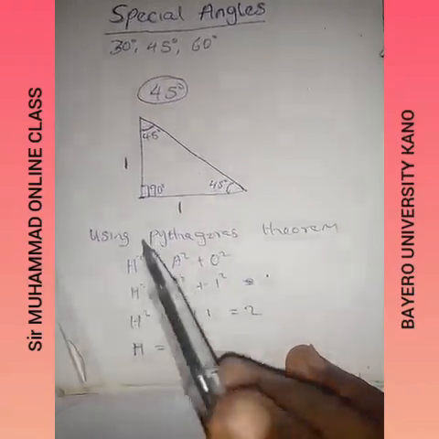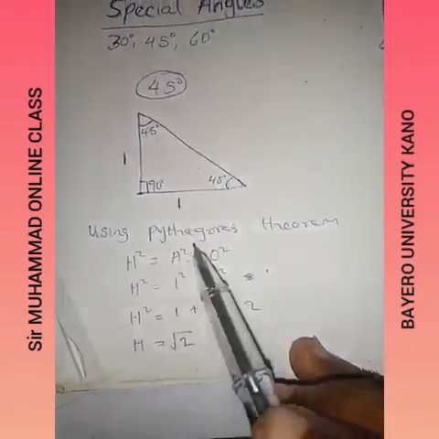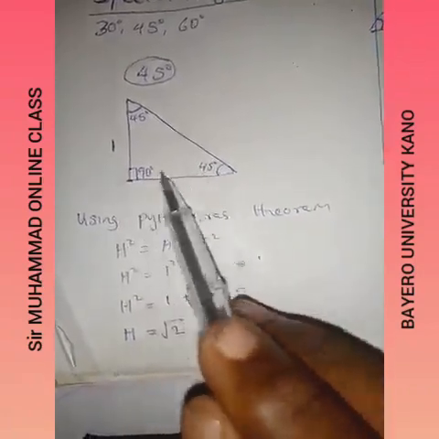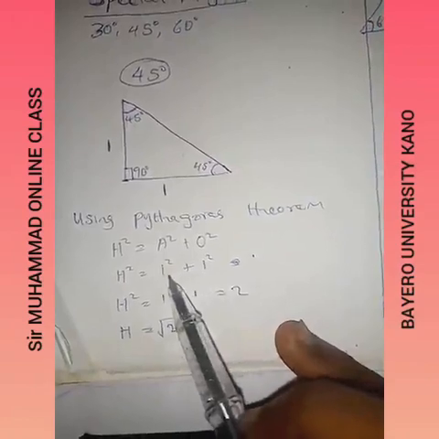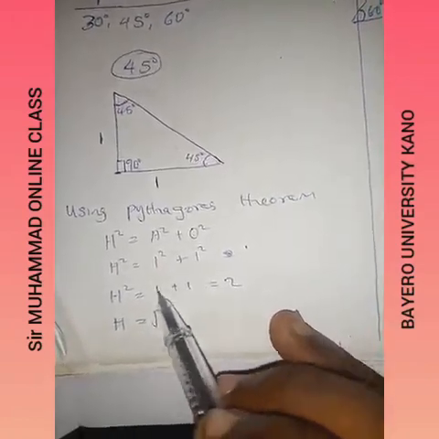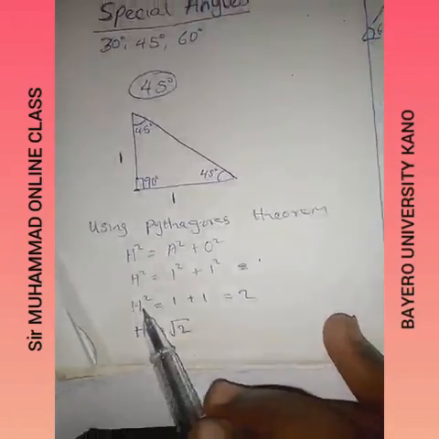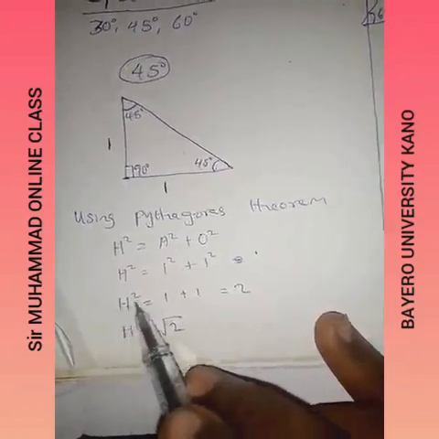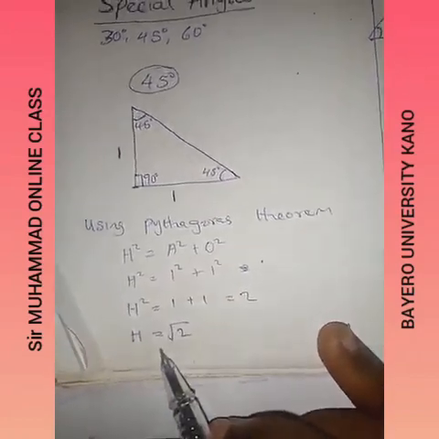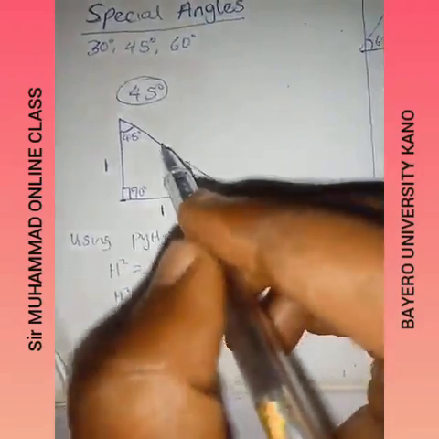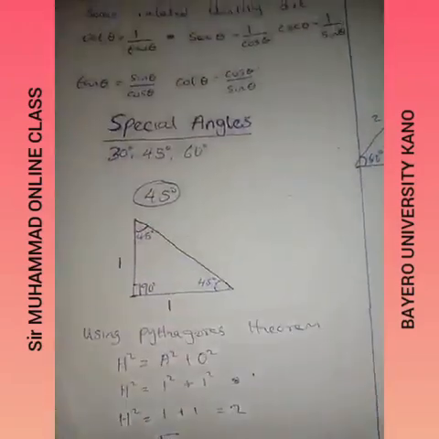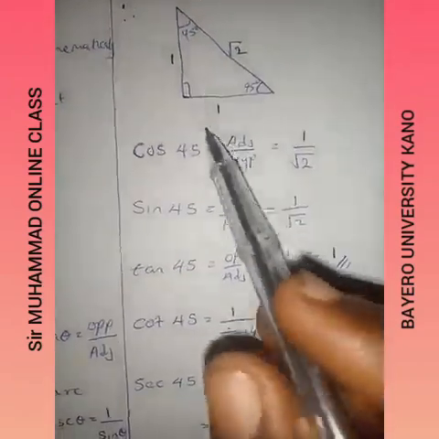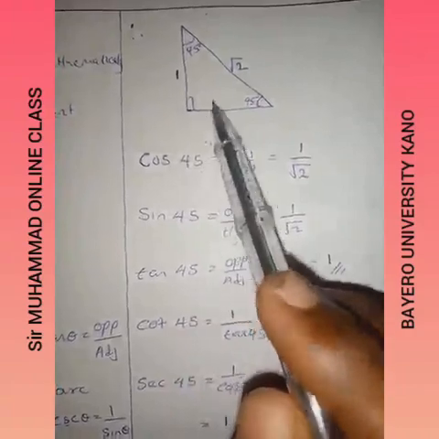So what is our hypotenuse? Hypotenuse squared is equal to the square of our adjacent, this is our adjacent squared, plus the opposite, the one facing the angle, which is 1. 1 squared is 1, plus 1 squared is 1. 1 plus 1 is 2. So H squared is equal to 2. What will be our hypotenuse? Take the square root of both sides, it will be the square root of 2. So this side is the square root of 2. So we can apply it here: this is 1, and here is root 2.